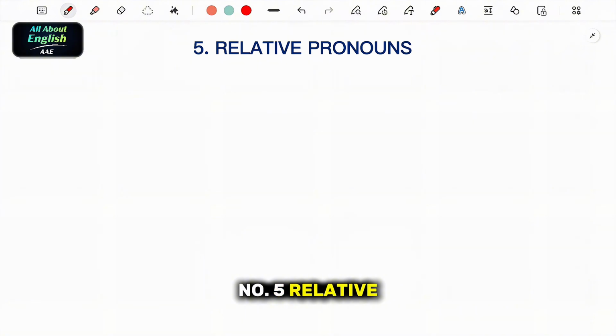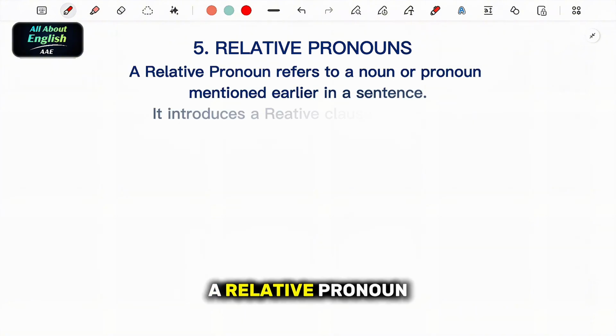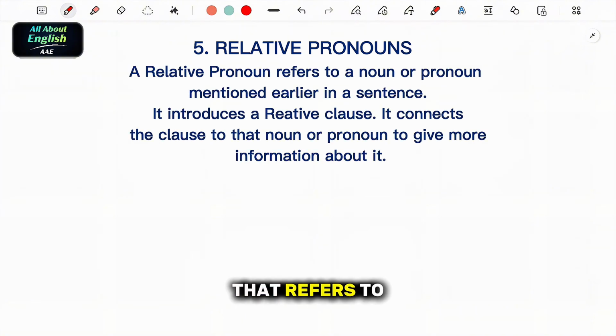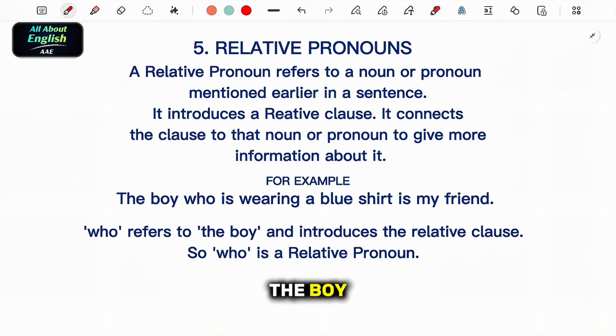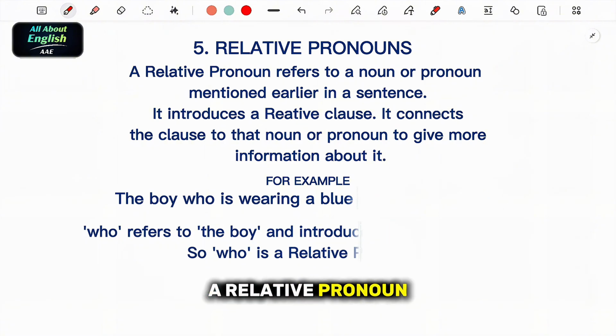Number 5. Relative pronouns. A relative pronoun is a word that refers to a noun or a pronoun mentioned earlier in a sentence. It introduces a relative clause. It connects the clause to that noun or pronoun and provides more information about it. For example, the boy who is wearing a blue shirt is my friend. Here, who refers to the boy and introduces the relative clause, so who is a relative pronoun.